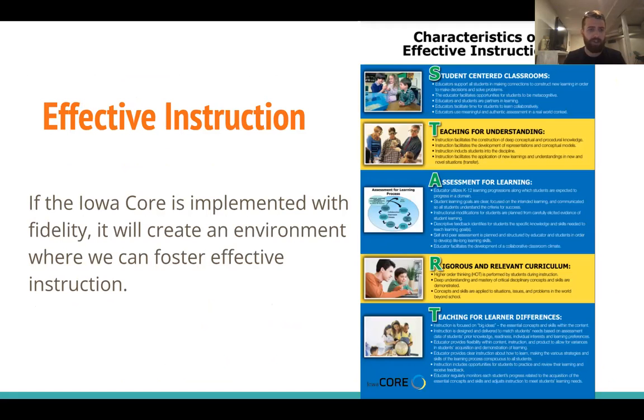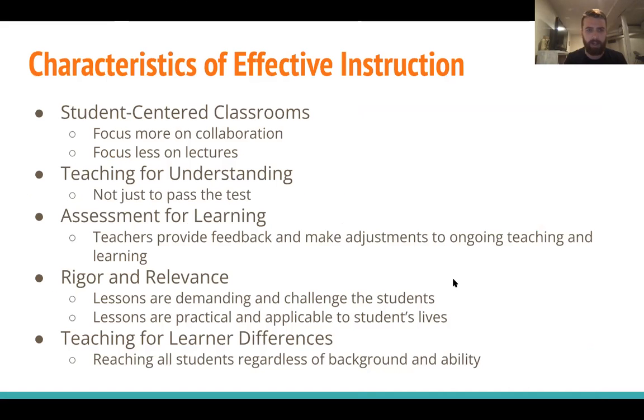So effective instruction, if the Iowa Core is implemented with fidelity, it will create an environment where we can foster effective instruction. There's this handout right here that we will hit on the next slide, but you can find this handout on the Iowa Core website. So like I said, we're going to talk about it in this slide here. So the first thing was student-centered classrooms. This is one of the characteristics of effective instruction.